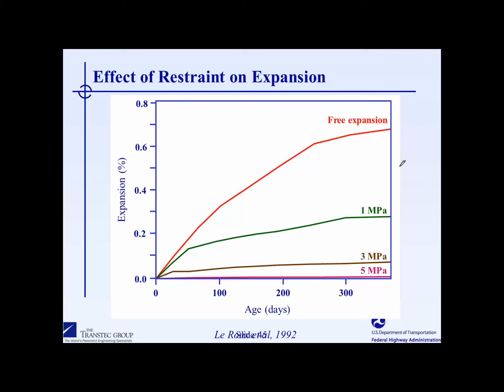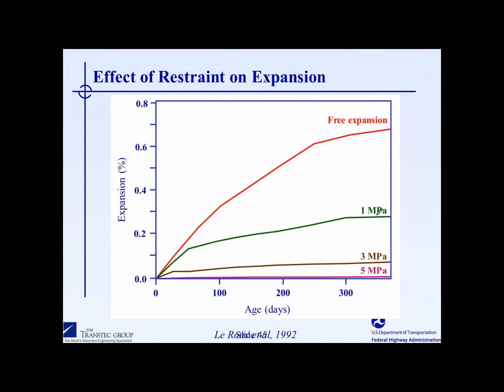So now that we've talked about lithium applications, we're going to switch gears and talk about some other techniques. One of them is the application of restraint to try to control ASR. This is work done by LaRue in 1992, where he produced concrete and allowed specimens to expand vertically and then applied a uniaxial load vertically to try to stop the concrete from expanding. And what you can see here is if you just allowed the concrete to expand, it would expand in the course of a year or so about 0.7%.